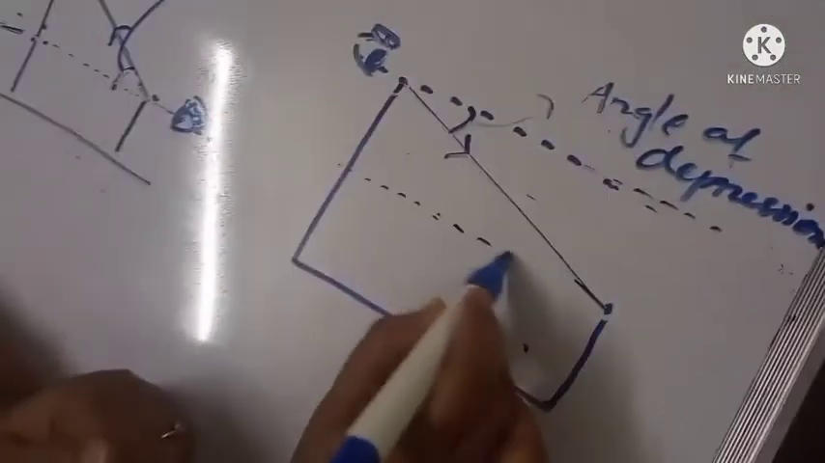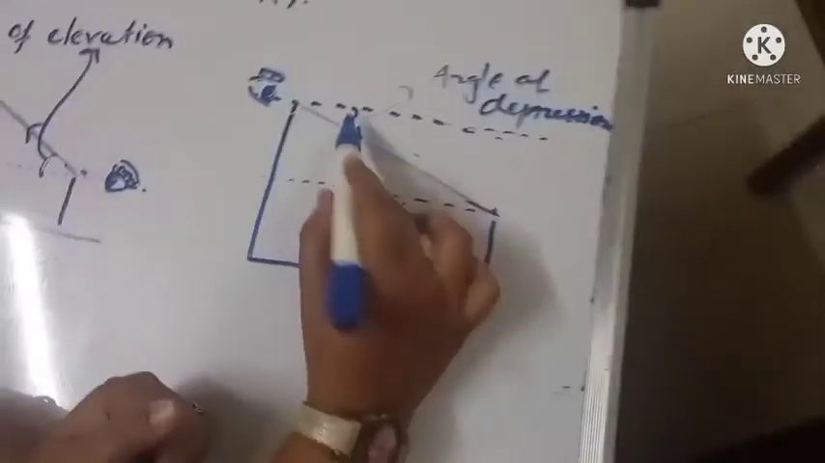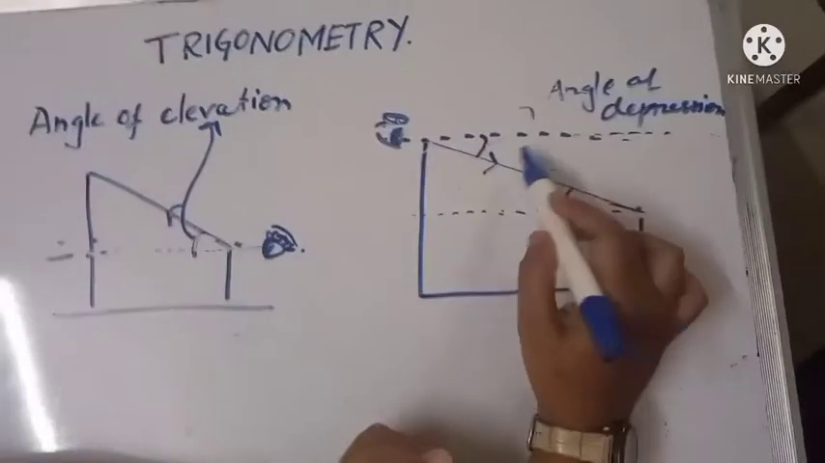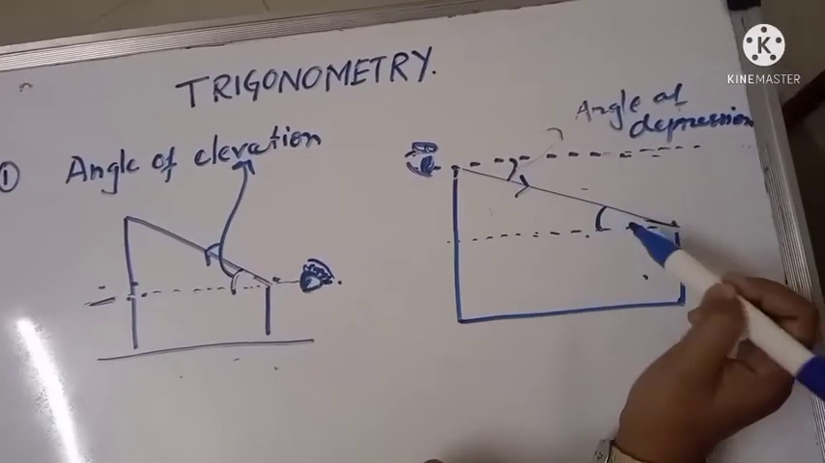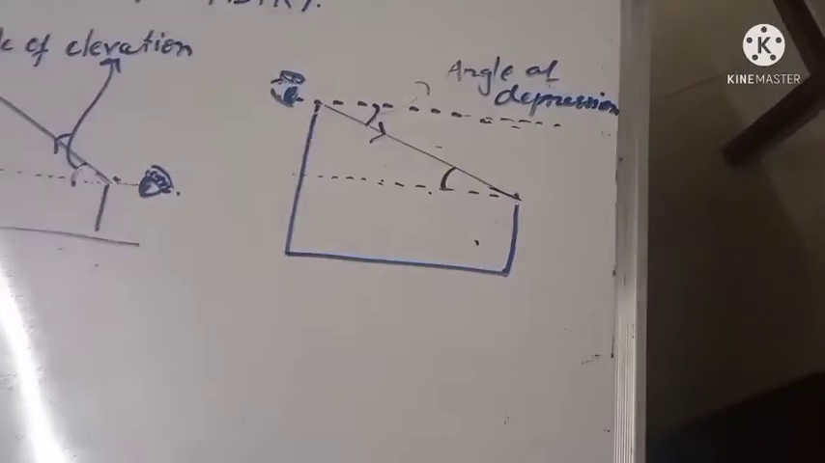Now if we see this diagram here, these two lines are parallel, so this angle is equal to this angle because of the alternate interior angles, and now you can solve whatever your trigonometric problem is.